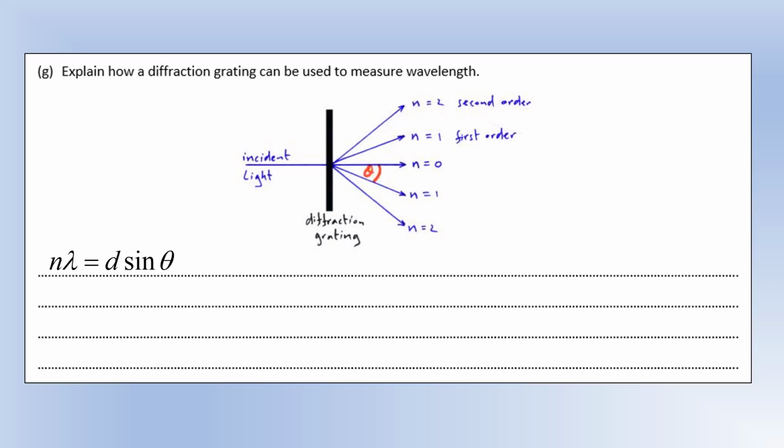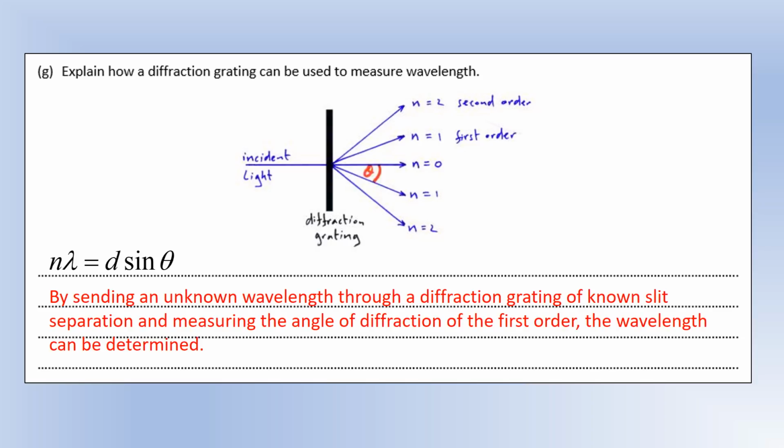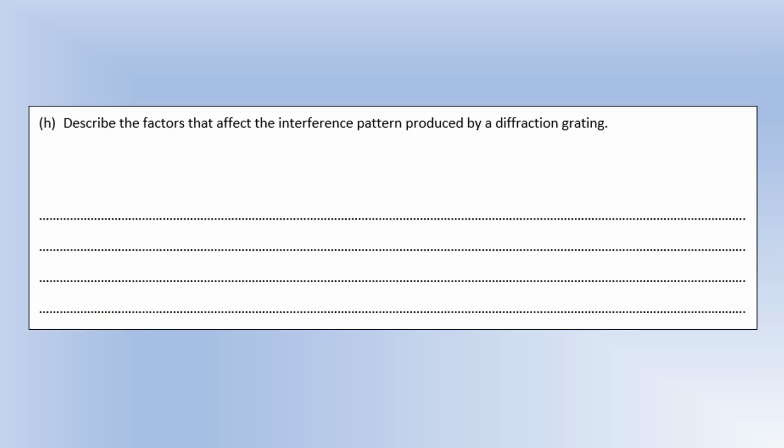So we're going to use the diffraction grating equation. We are going to send our light wave through, and we don't know its wavelength, but we are going to choose a diffraction grating with a known slit separation, and we're going to measure the angle of diffraction to the first order, which makes n equals 1. So if we know d, and we know sine theta, we can figure out the wavelength. That's the fundamentals of how it works.